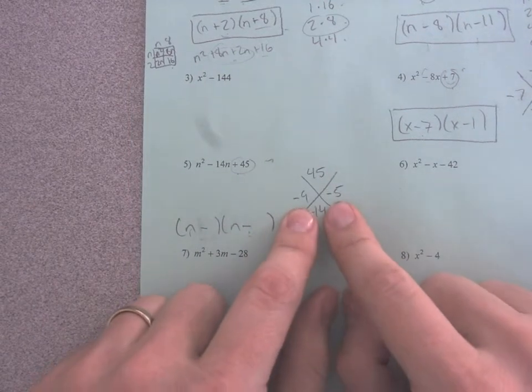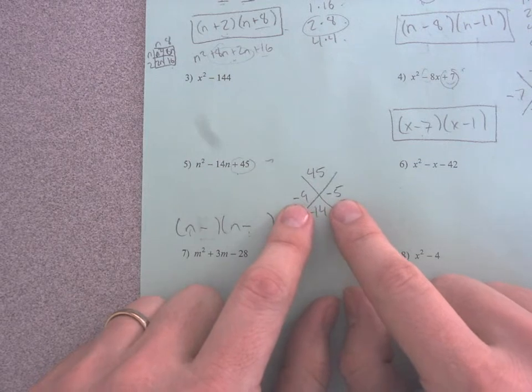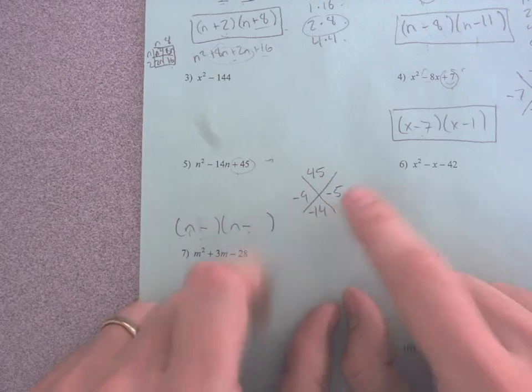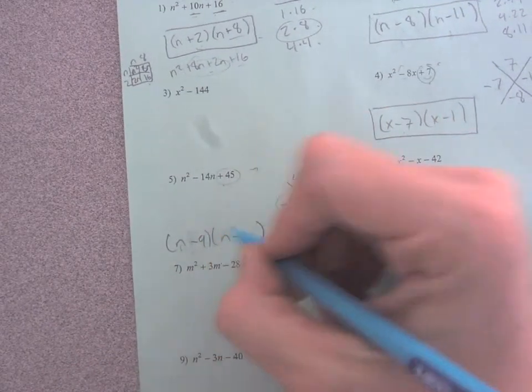Negative 9 times negative 5 is positive 45. Check. Negative 9 plus negative 5 is negative 14. So these are the two magic numbers that I need, a -9 and a -5.